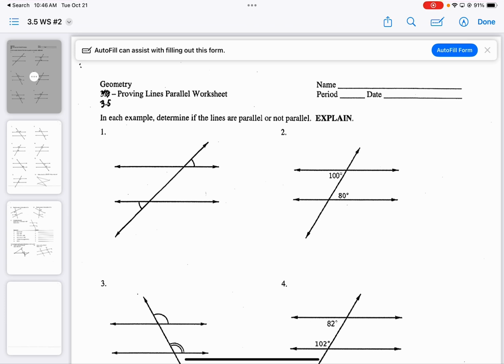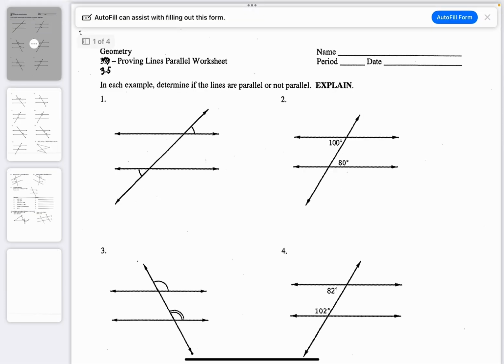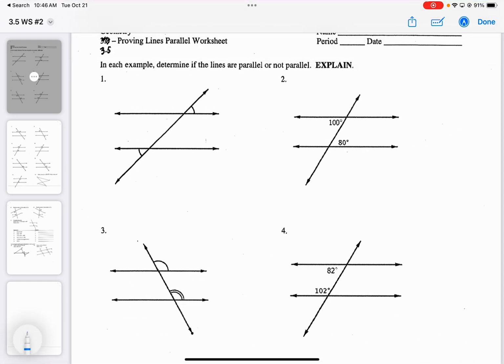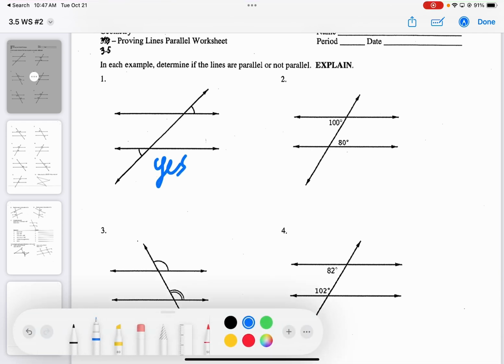All right, here we go. Probnor, starting with number 1. What do you got, Probnor? Are they parallel or not? Why? What type of angles are we working with here? Good. Thanks, Max. Alternate exterior angles congruent imply parallel lines. Yep. Got to say yes, and then you got to tell me why.